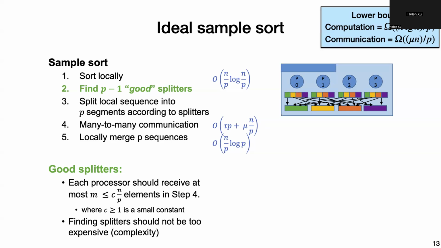And the definition of a good splitter is that each processor should get at least m, which is some constant times n over p. So everybody gets within a constant factor of the perfectly even distribution, which is n over p. And c is greater than 1, but it's small, ideally something like 2. And also finding these good splitters should not be too expensive. It should be less than the highest cost of the rest of the thing, because we don't want to blow up the overall complexity.